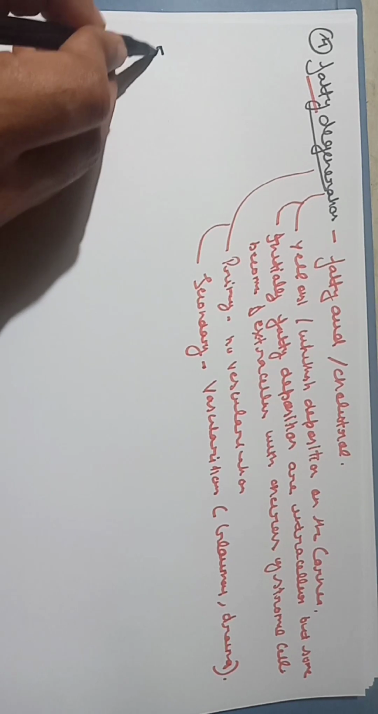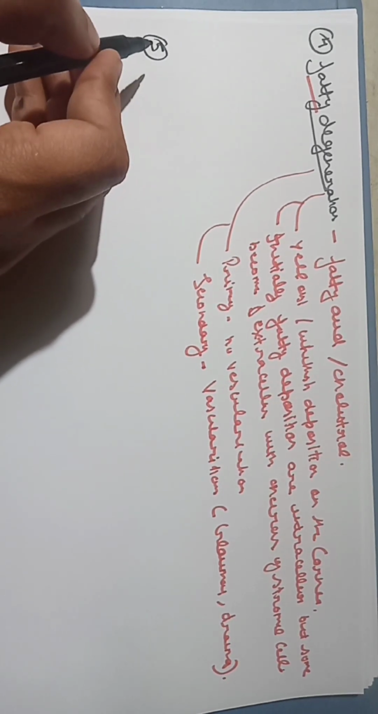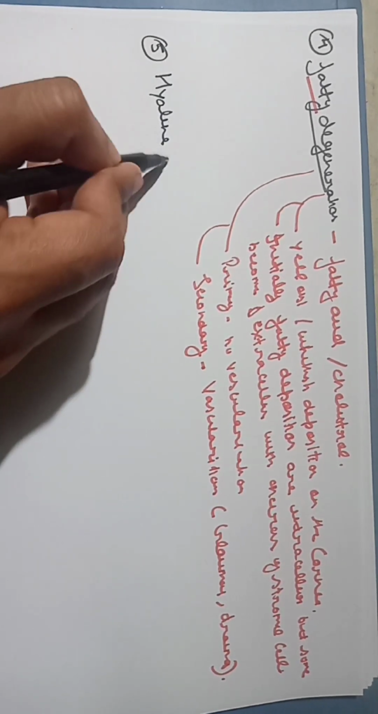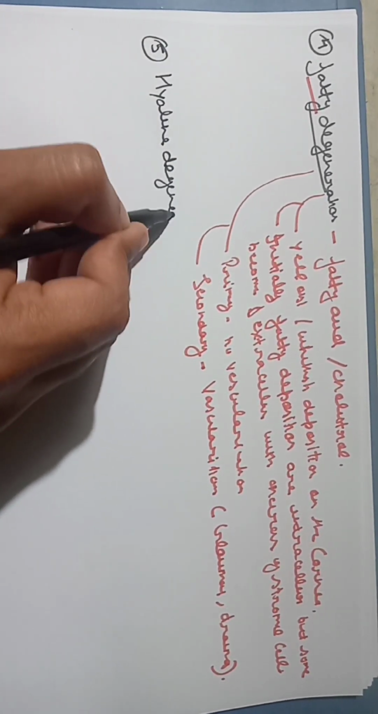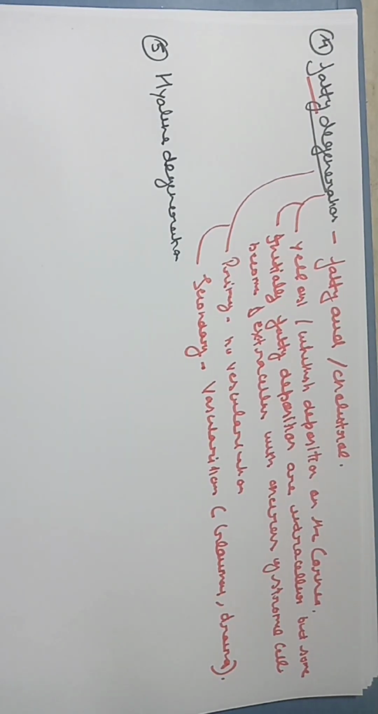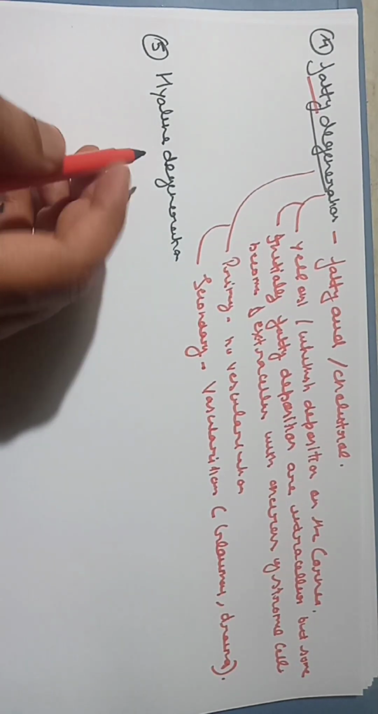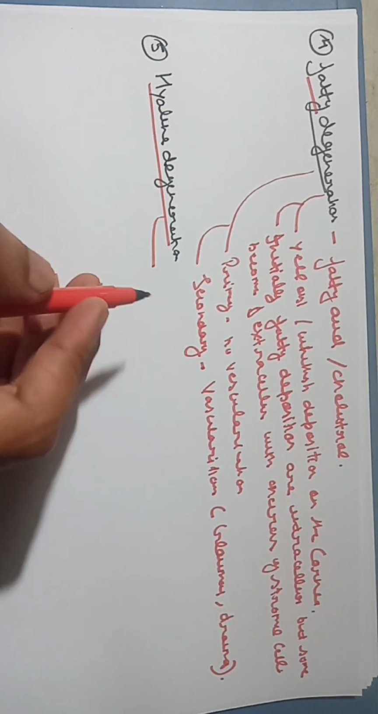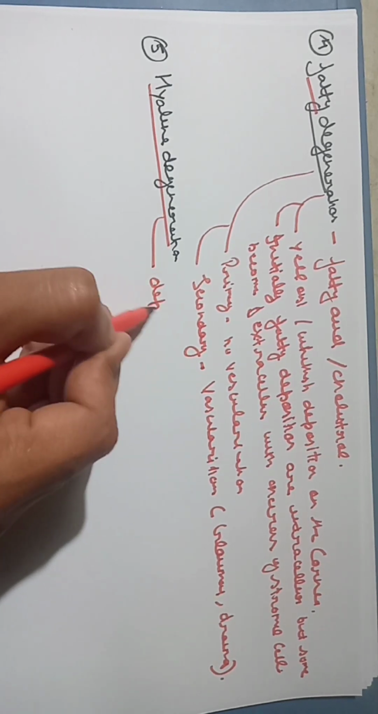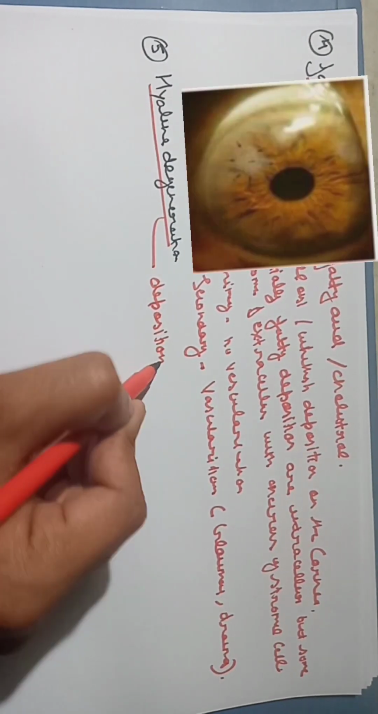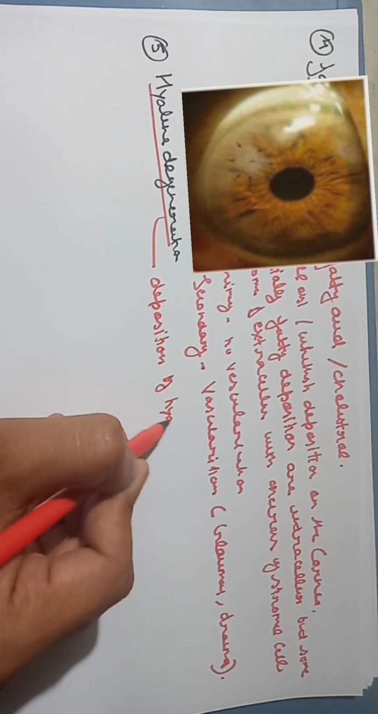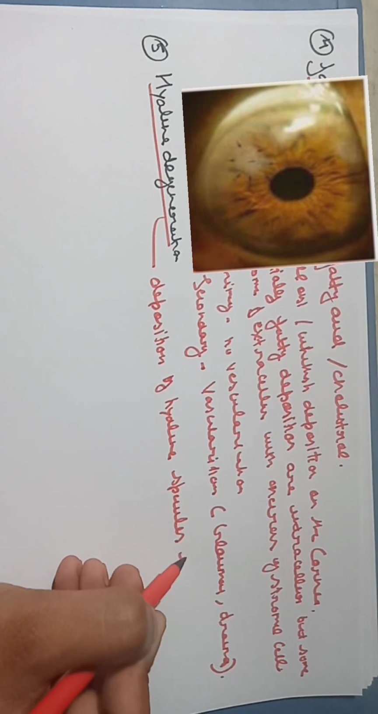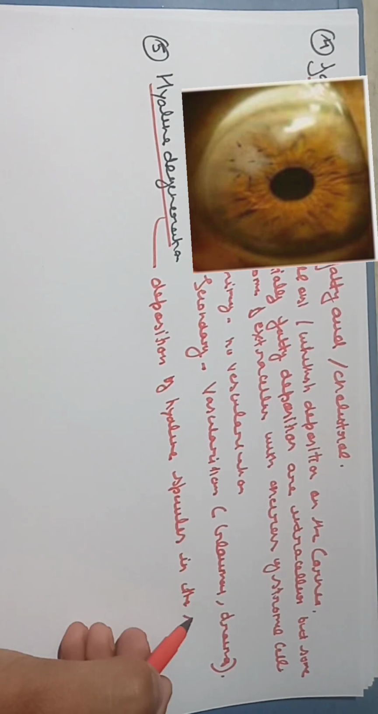Fifth one is hyaline degeneration. In hyaline degeneration, diffuse hyaline spherules are seen only in the superficial stroma. Deposition of hyaline spherules in the superficial stroma.